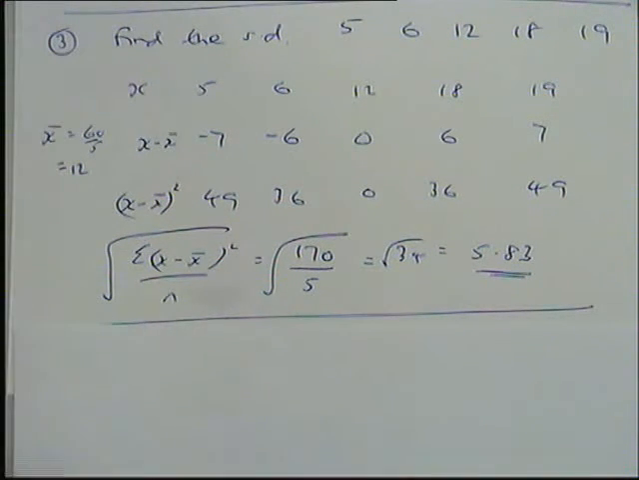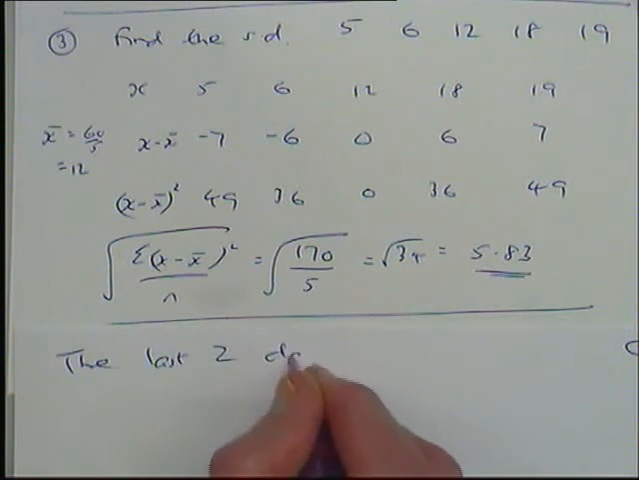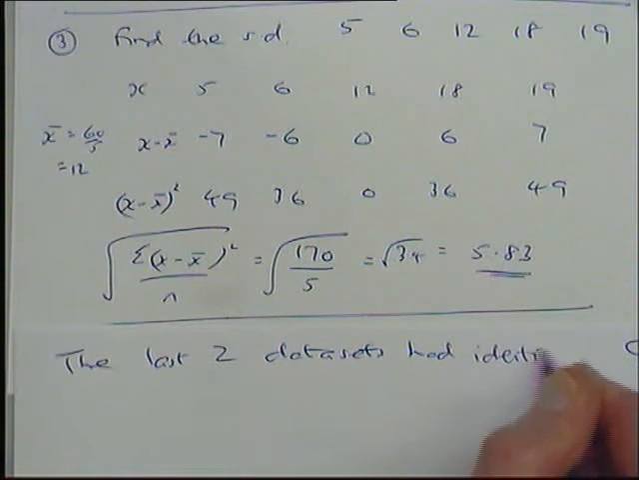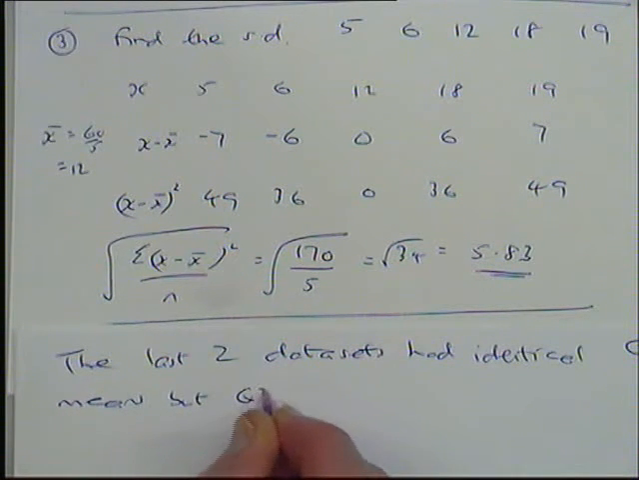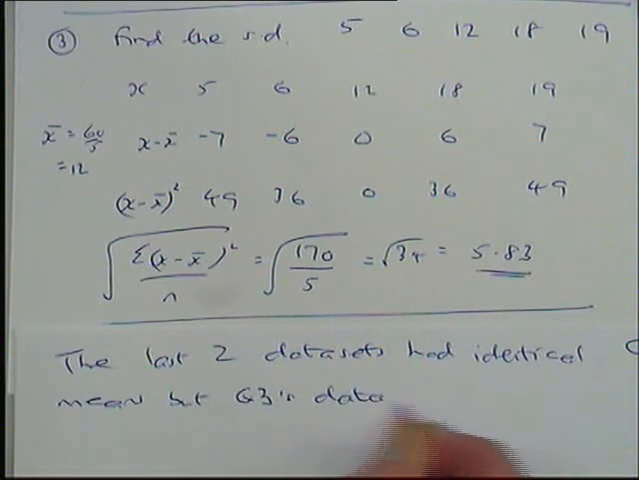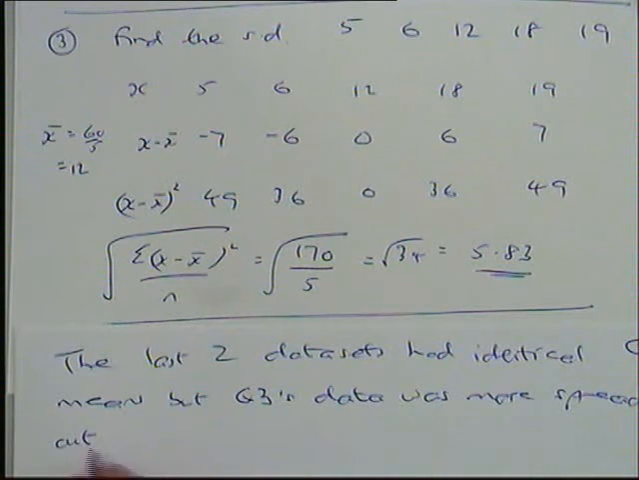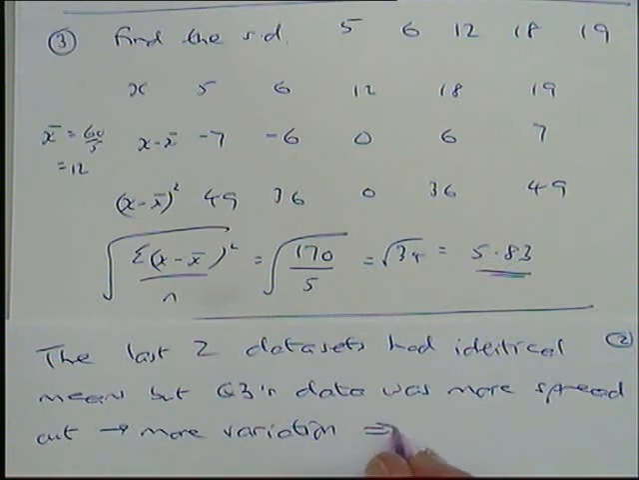Okay. So if you want to put something down about that, so the last 2 data sets had identical means. But question 3's data was more spread out. Or sometimes you'll see that it's described as being more variable, or has more variation. And that's why that had a larger standard deviation.